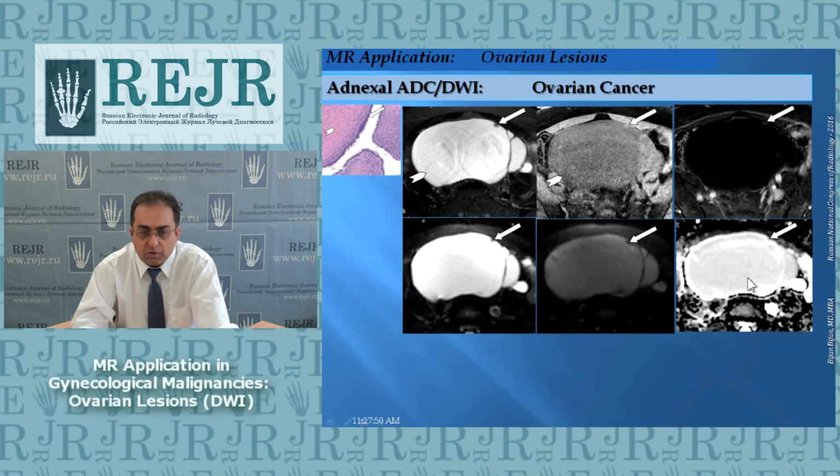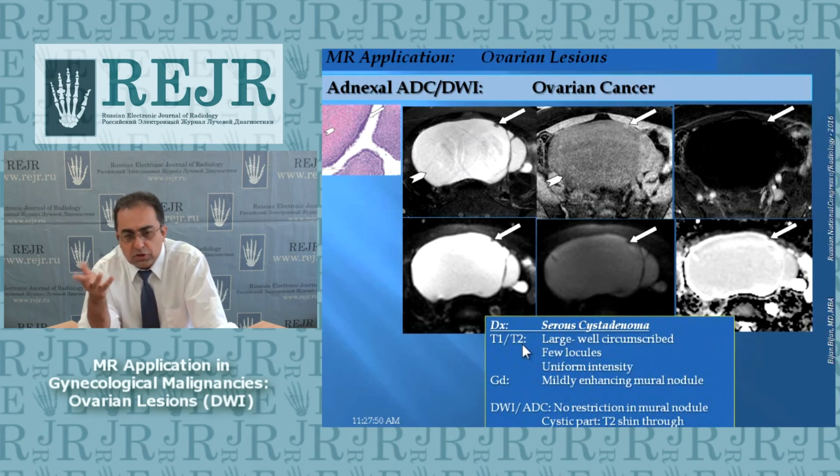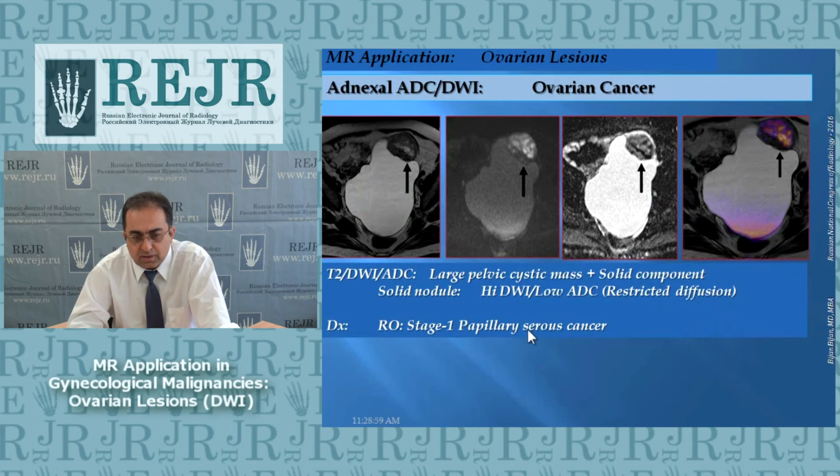This is one of our cases. As you see here, this is a big cystic component that you see in T2 images, and it doesn't show any unusual enhancement, with the exception of this little area that is a projection into the cystic component. As I said, it is either one big or a few big cysts. That's how it looks, and as you see here, this lesion is not causing any restriction in the mural nodule, and the cystic component shows T2 shine through on DWI images.